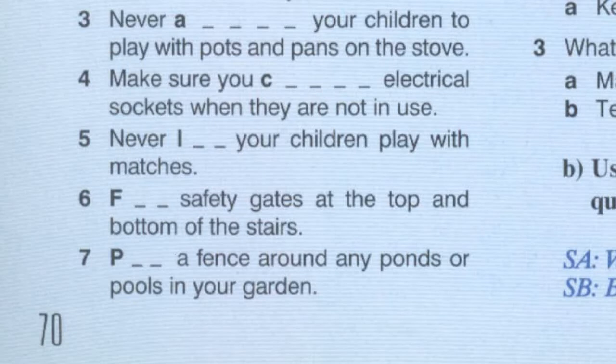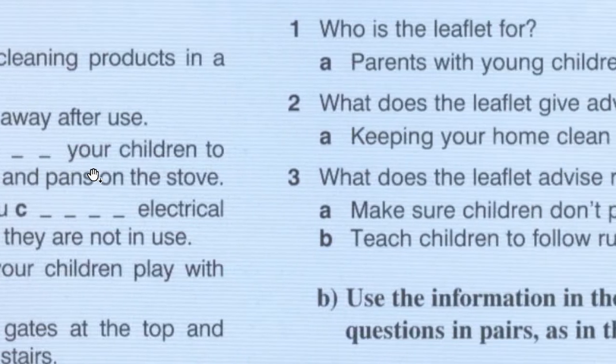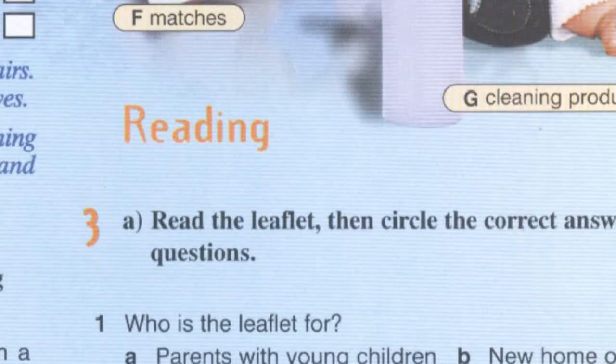And the next one, number 6, fit safety gates at the top and bottom of the stairs. And the last one, number 7, put a fence around any ponds or pools in your garden. Okay, so as I said, we are going to look at the vocabulary next step. So for the time being, just stick to the listen and complete this part. If you needed to listen again one more time, two more times, whatever needed.